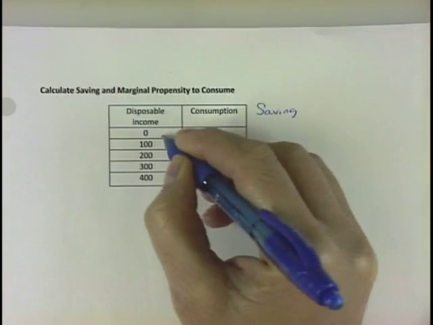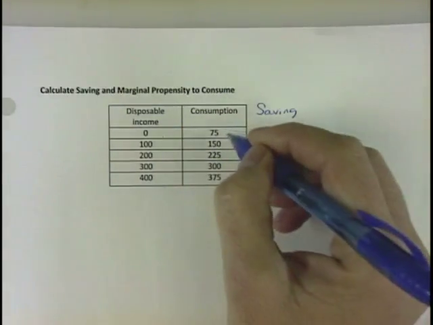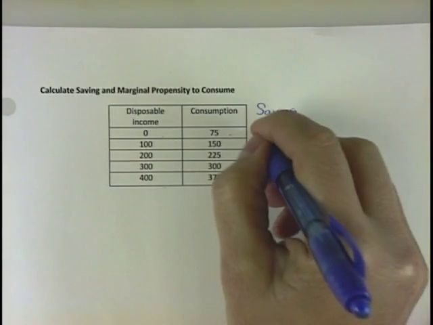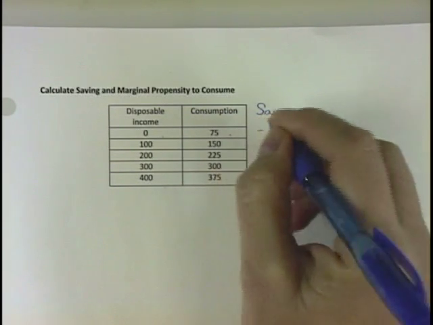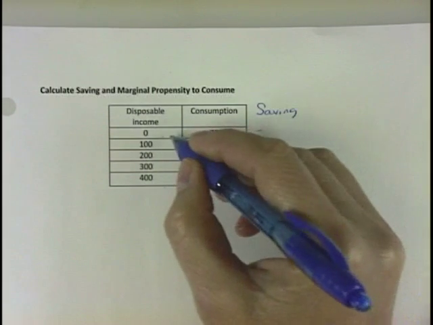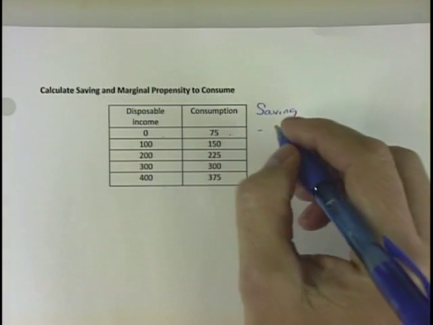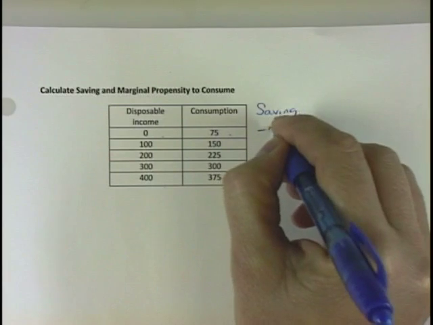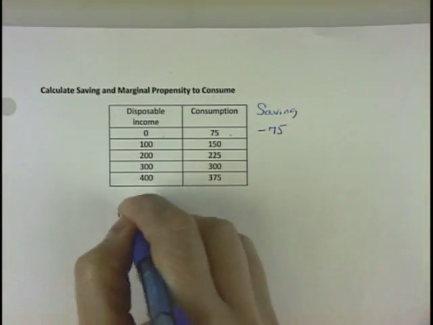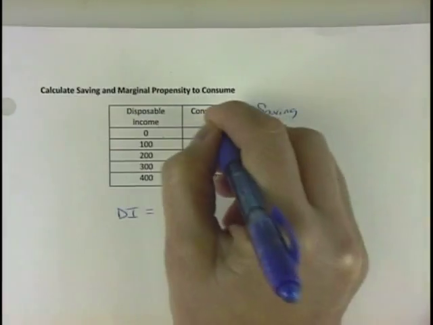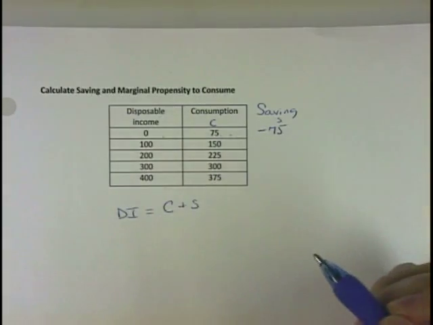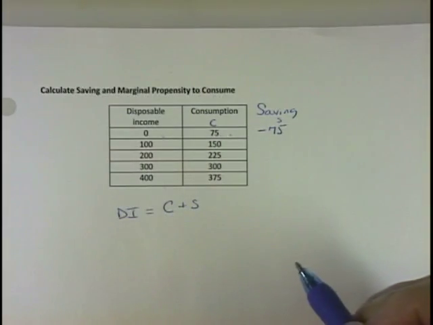So if we have $0 in income and we consumed 75, that money had to come from somewhere, and we're going to assume that that was from savings. Okay, so disposable income is 0, consumption is 75, so then saving has to be negative 75, because disposable income has to equal consumption plus saving. So 75 plus negative 75 would equal 0.